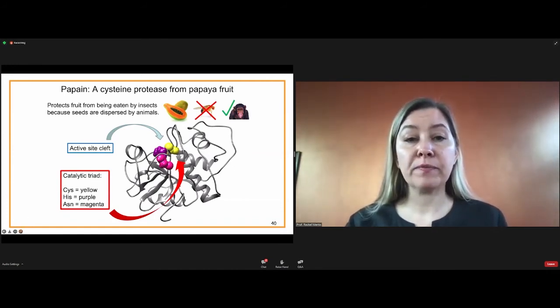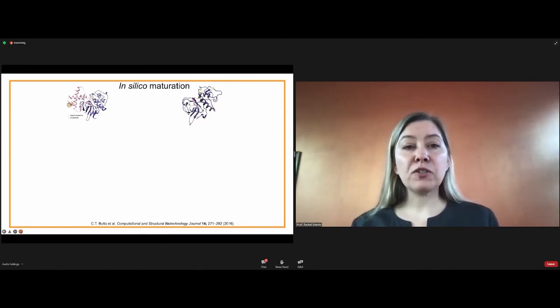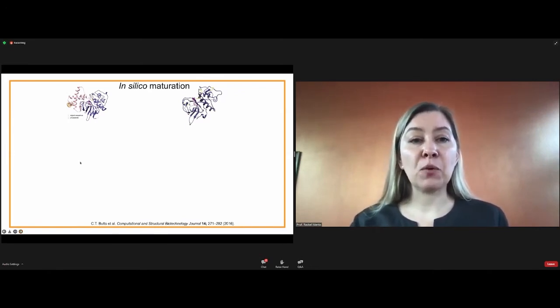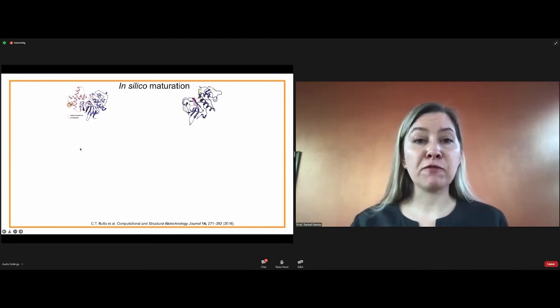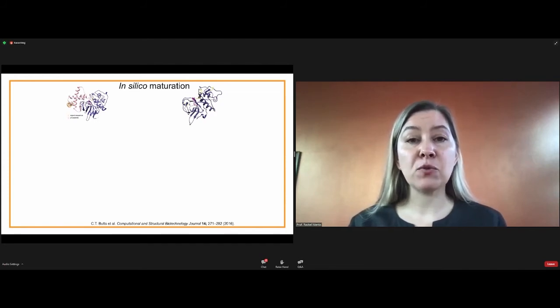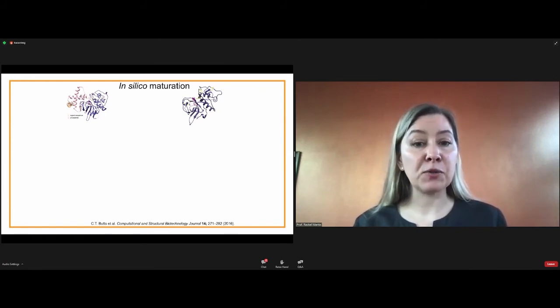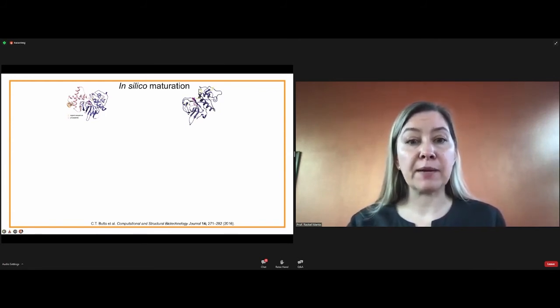So when we go to do our structure prediction, we don't just use Rosetta or AlphaFold or whatever and stop there. We also do a process that we call in silico maturation, which is that we try to replicate the important post-translational modifications the best we can in silico, and then also equilibrate it using MD.